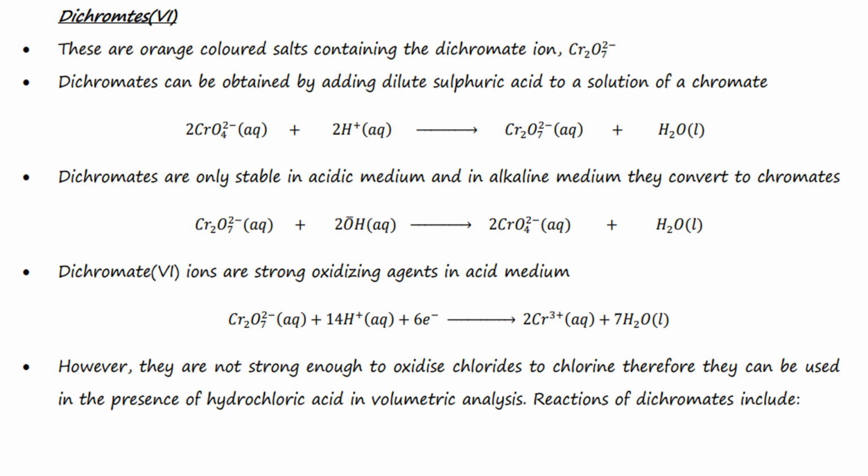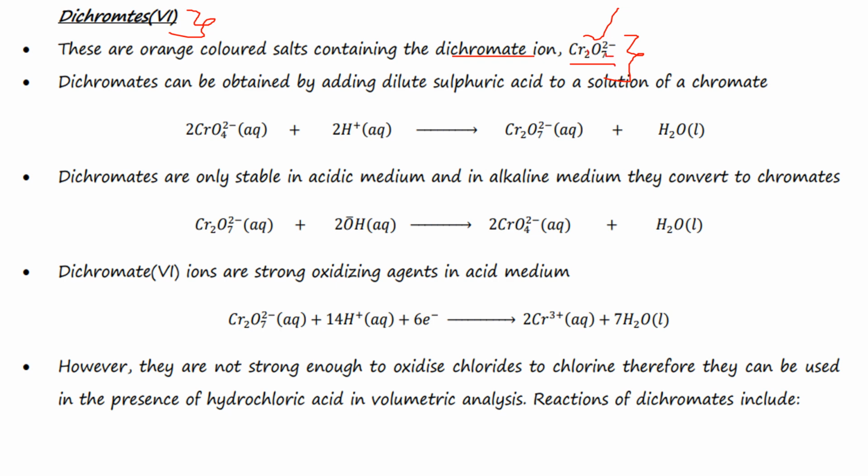Now let's also look at the chemistry that's involved by dichromates, or dichromate 6. I'm going to say that these are orange colored salts containing the dichromate ion, which is written in this form as you write it in organic chemistry. Dichromate is written like this. Chromate 6 does not have a 2 here, and it has 4 oxygen atoms.